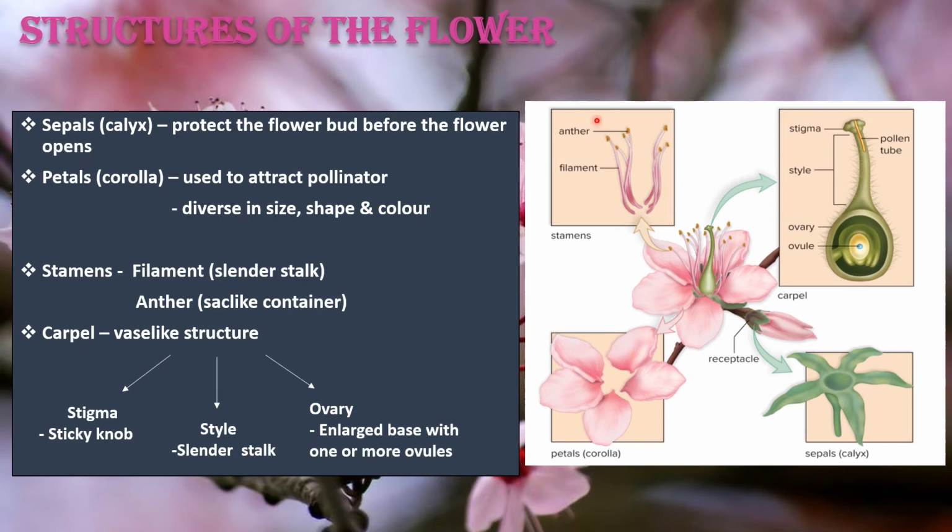And this is the stamen, which consists of the anther and filament. The filament is also known as the slender stalk and the anther is the sac-like container. And this is the carpel, which is divided into three parts: stigma, style, and ovary. The ovary contains the ovule. After the pollen grain, the male reproductive part, sticks onto the stigma, a pollen tube will be produced, which connects to the ovule. Later on, we'll see a video on this.